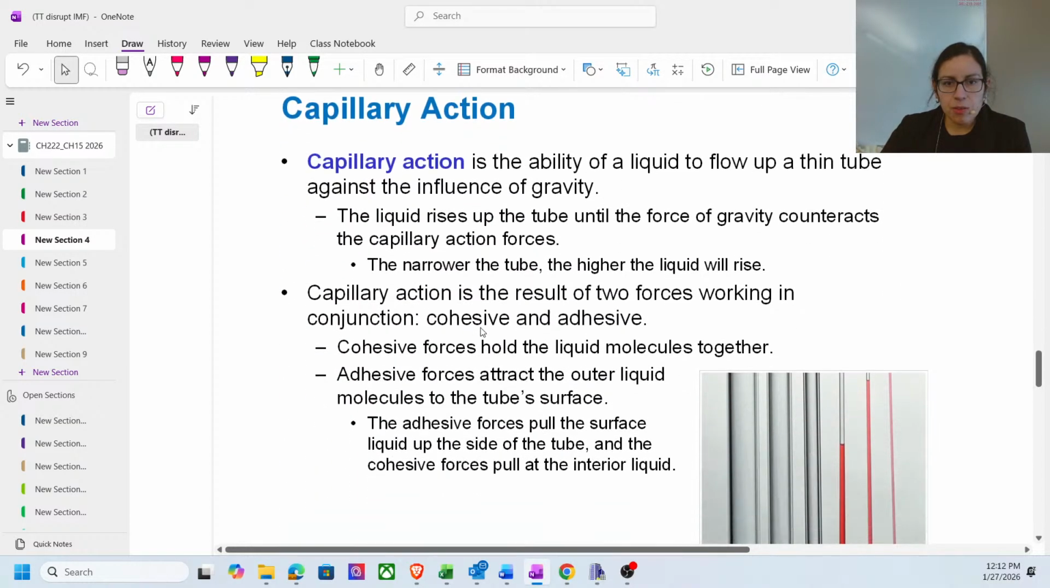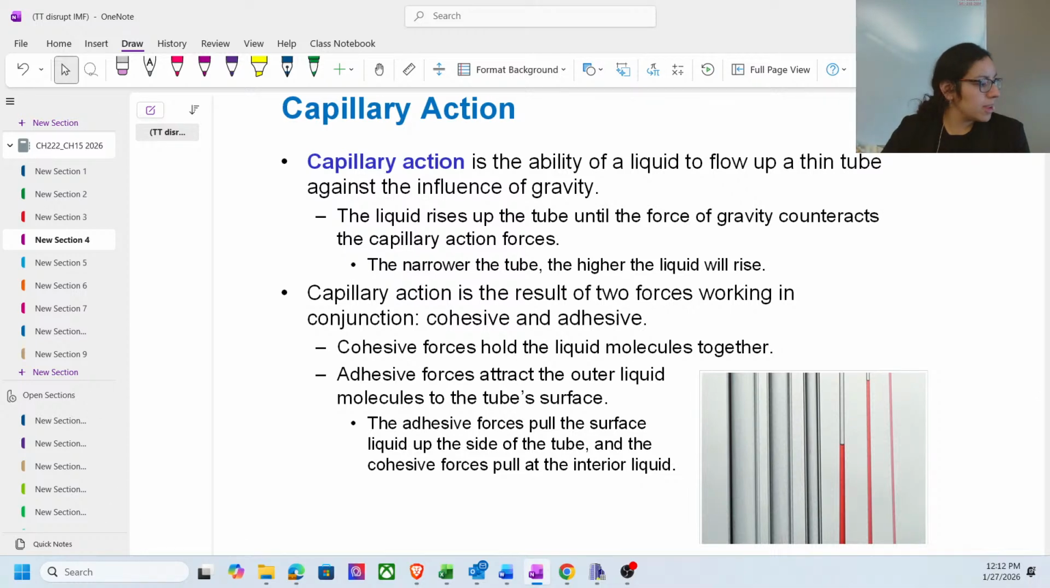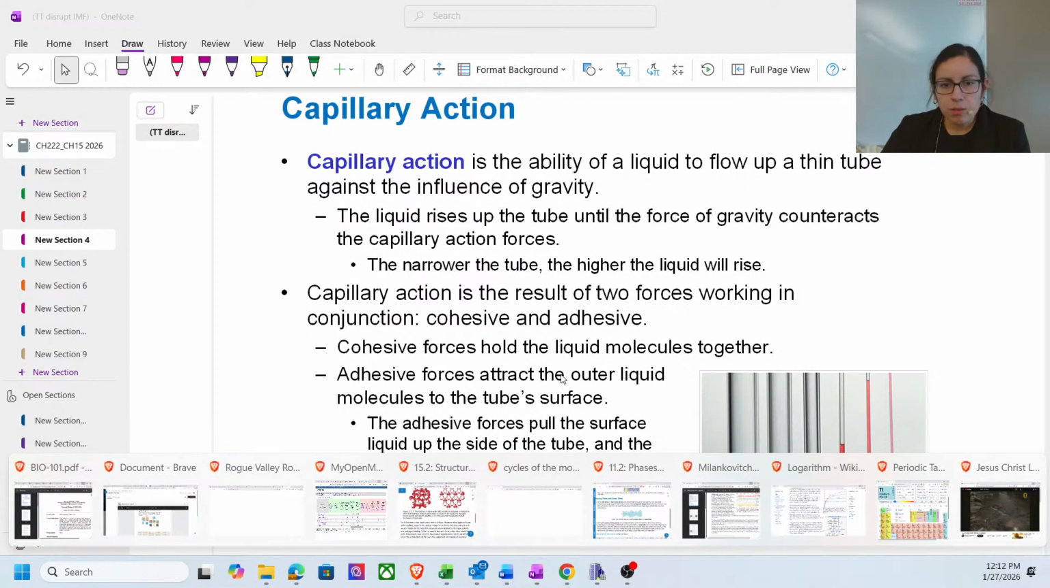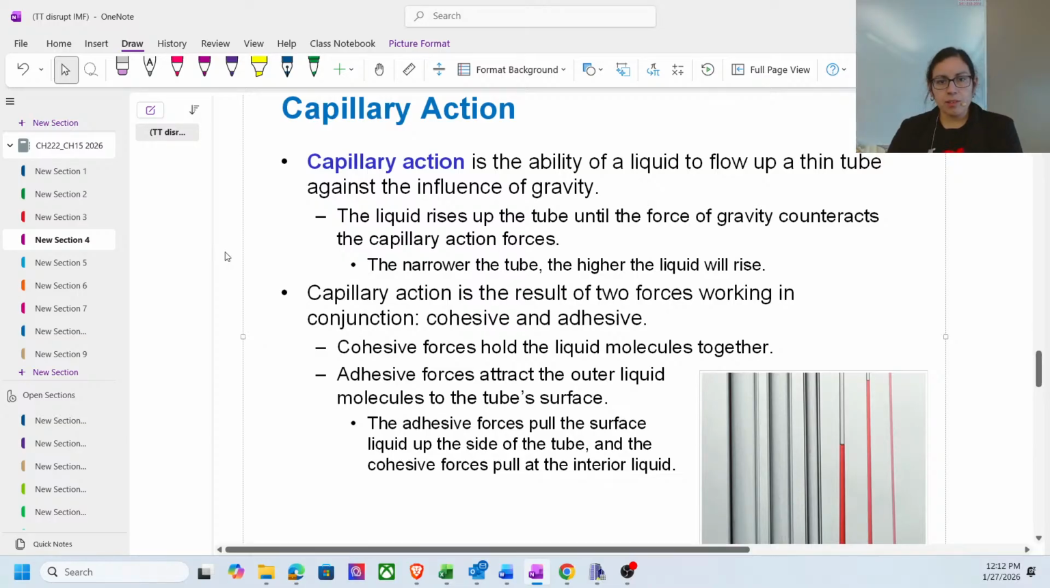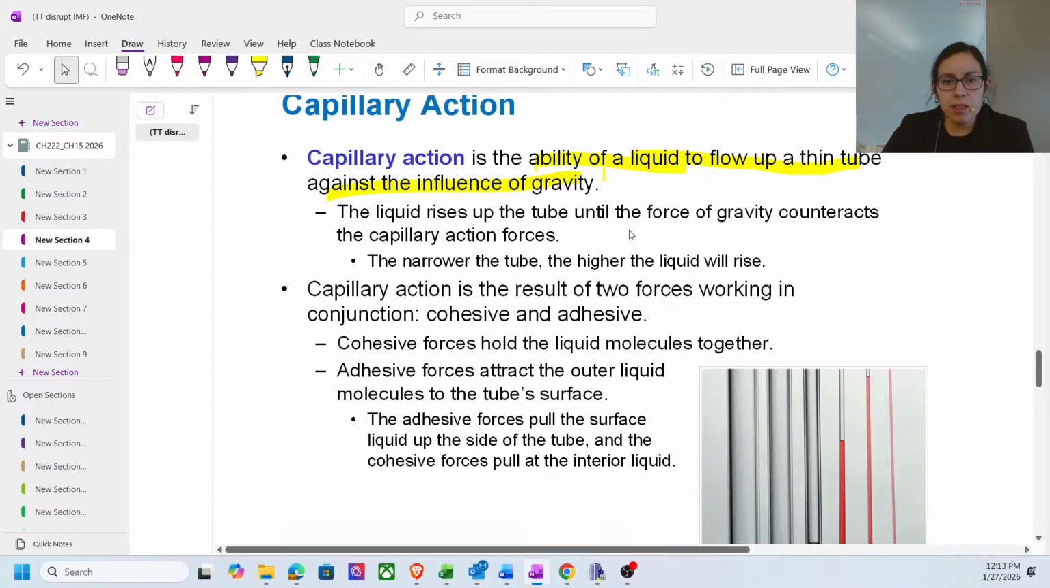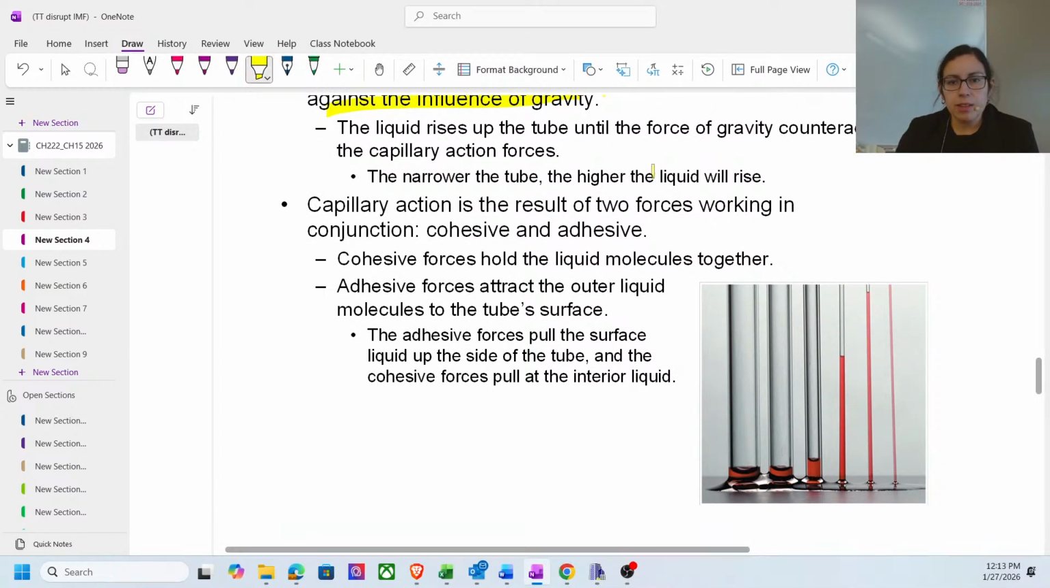And then the other thing that's somewhat related is capillary action. Capillary action is defined as the ability of a liquid to flow up a thin tube. We saw that with the little TLCs, how we just had to dip it in and it sucked up the liquid. The liquid rises up the tube until the force of gravity counteracts the capillary action.